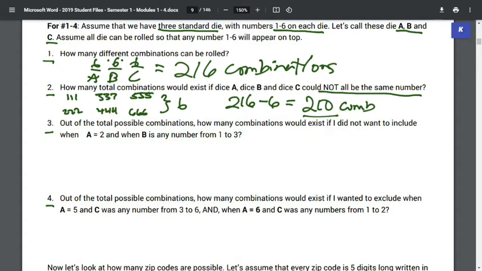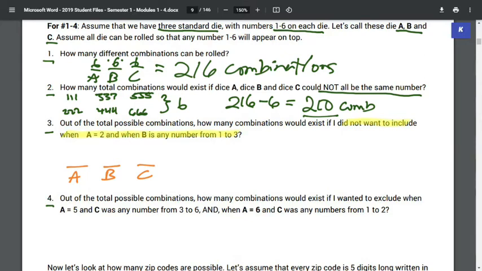So we're going to look at this one more time with number 3, and I'll have you try number 4 out. If we read number 3, it wants to know how many combinations would exist if I did not want to include when A is 2 and B is any number from 1 to 3. So this is where it can get a little tricky. What I need to do is figure out how many restrictions I have, or how many I don't want. So I'm going to go with A, B, and C with our different numbers.